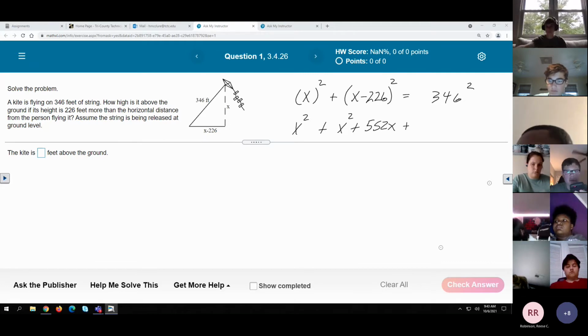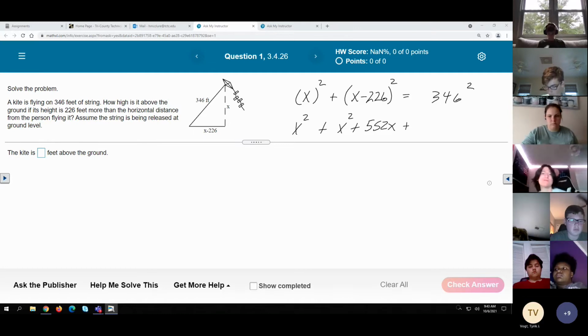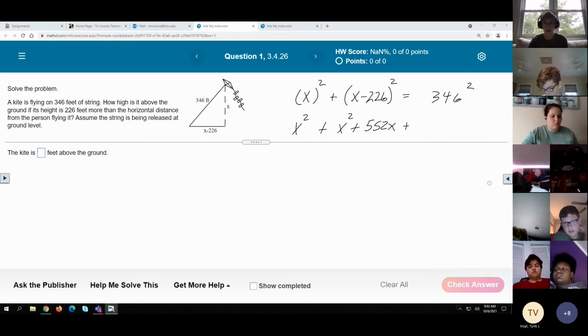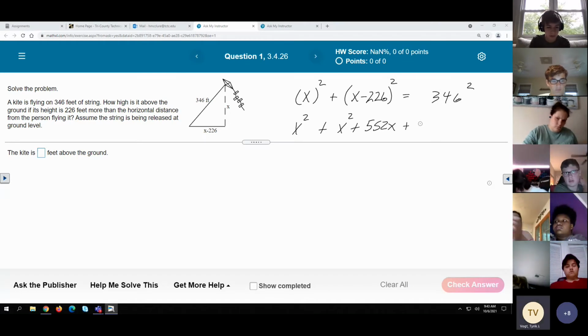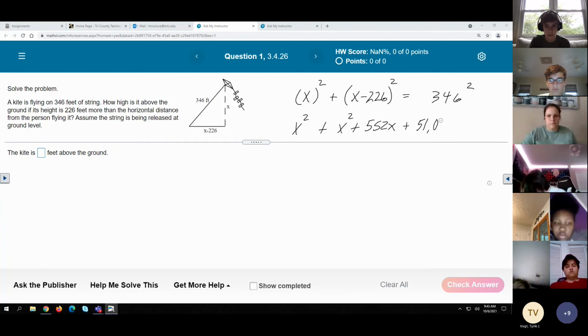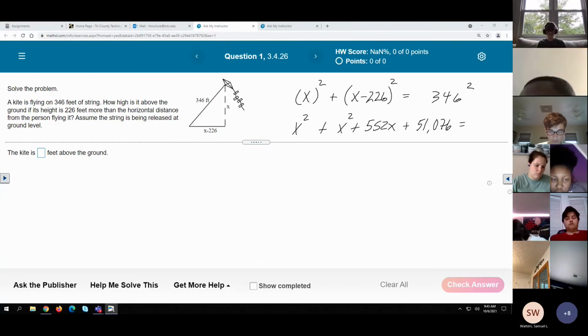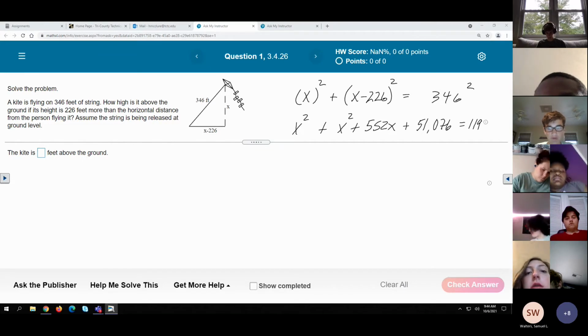Wait, hold on a second. 226 raised to the second power. And somebody do 346 raised to the second power, please. 226 times 2 is 452. I'm sorry, 226 squared is what? 51,076. Okay, and then somebody do 346 raised to the second power. That's 119,716.